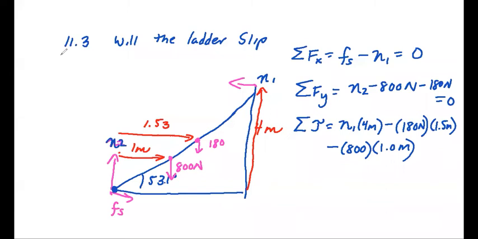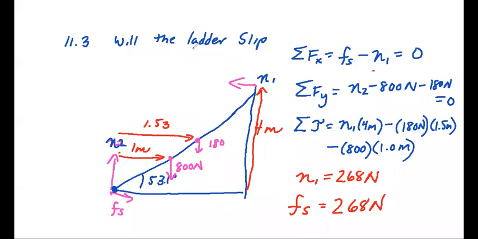Now we can go ahead and use that bottom equation to solve for N1. The value is going to be 268 newtons. And we put this in here, so F of S is going to be 268 newtons as well, because this is going to equal that.